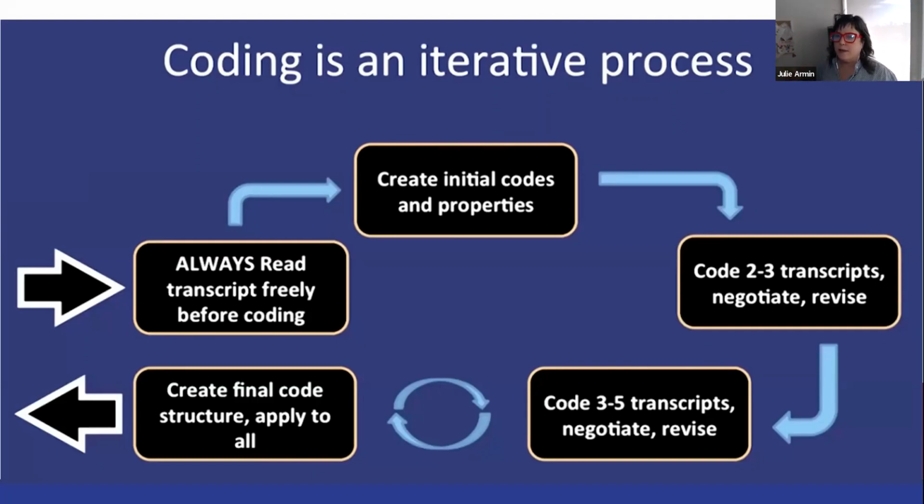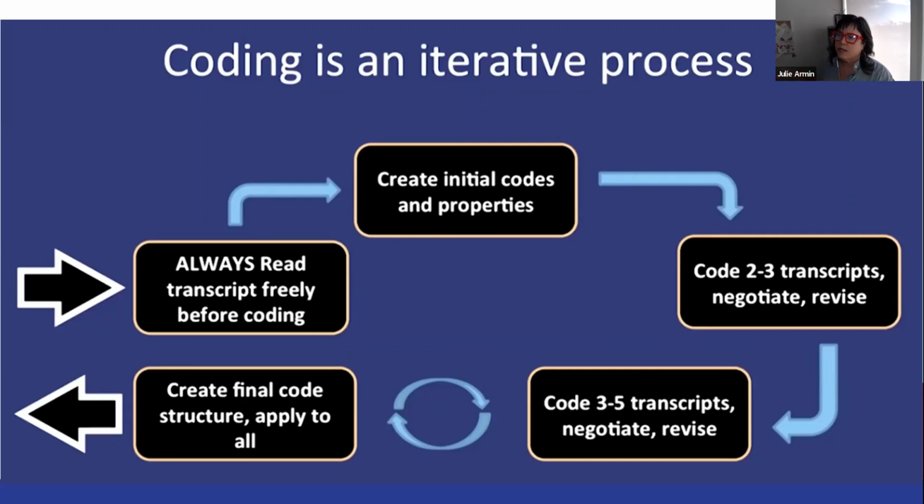And importantly, this is why analysis takes so much time, because coding is an iterative process as well. So the first step will start through this diagram. This is a lovely diagram, thanks to Heather for putting it together. Read the transcript before coding. So all the coders read the transcript completely. Then you create some initial codes. Those might be a priori codes. Those might be some codes that emerged in the reading of the transcript. Code 2 to 3 transcripts.